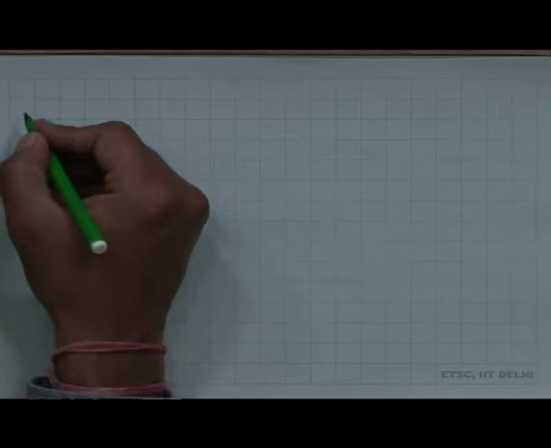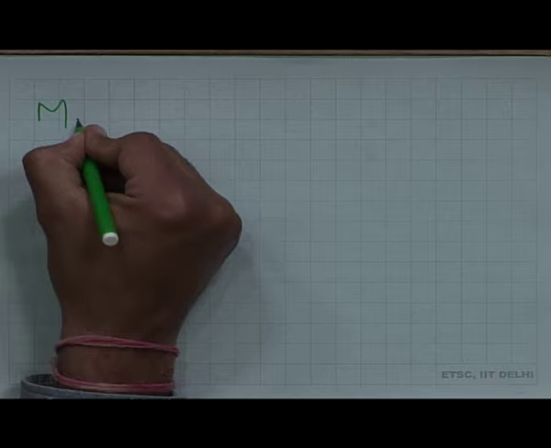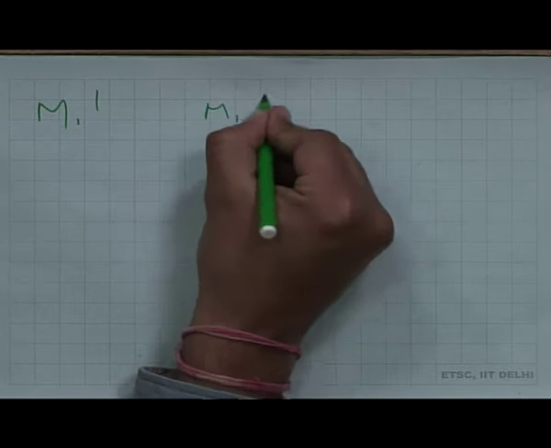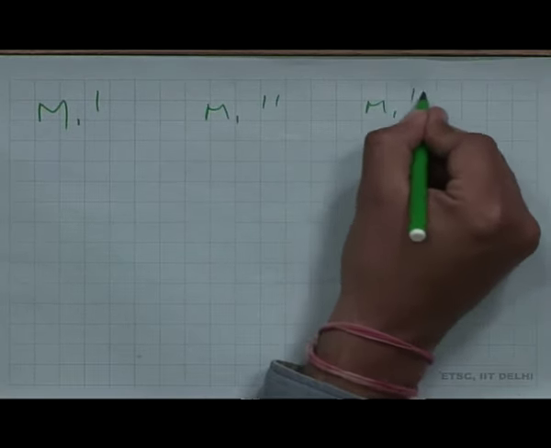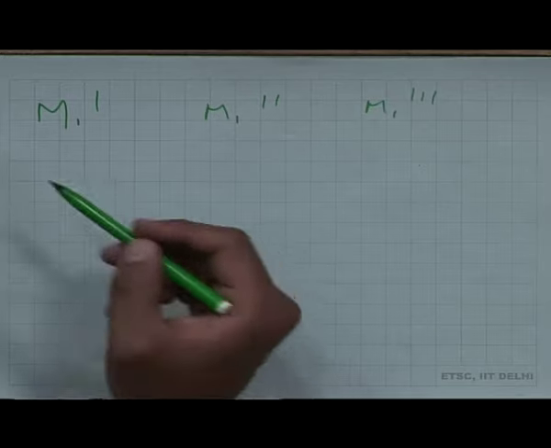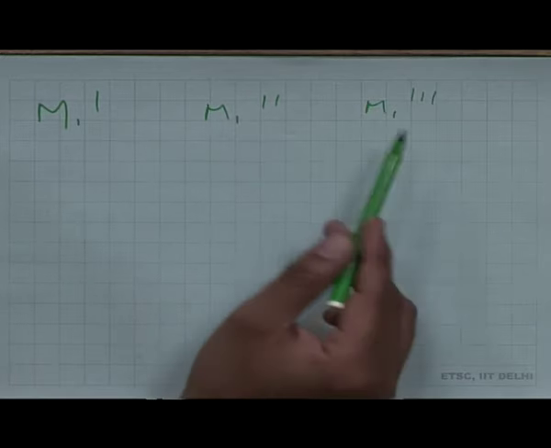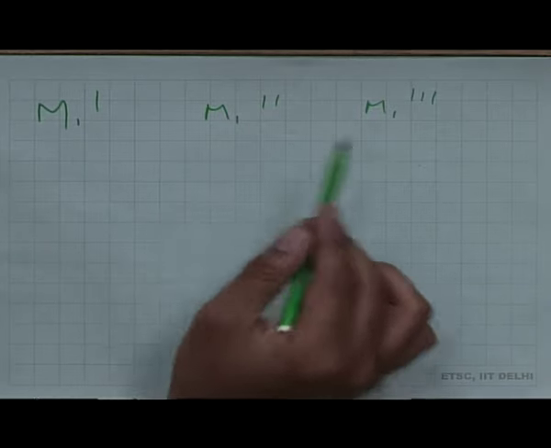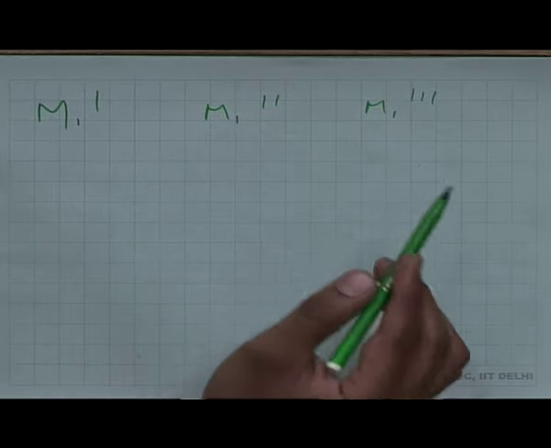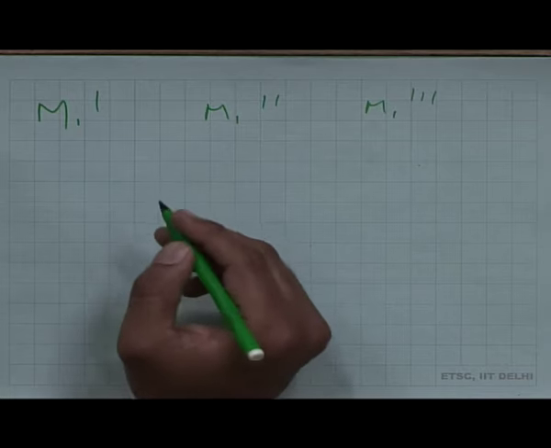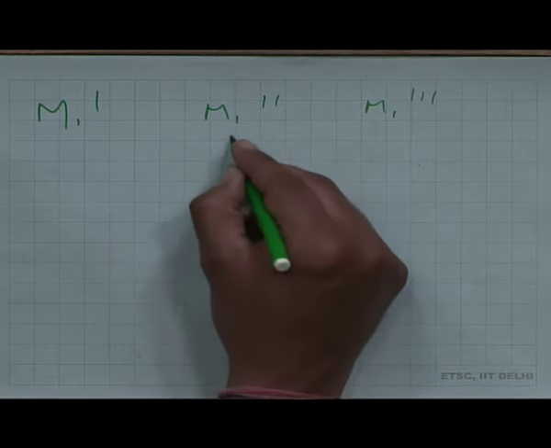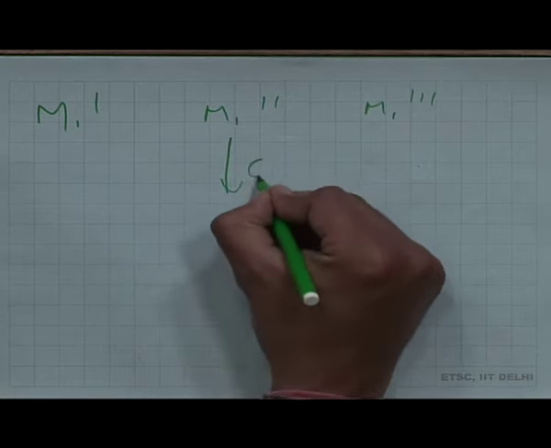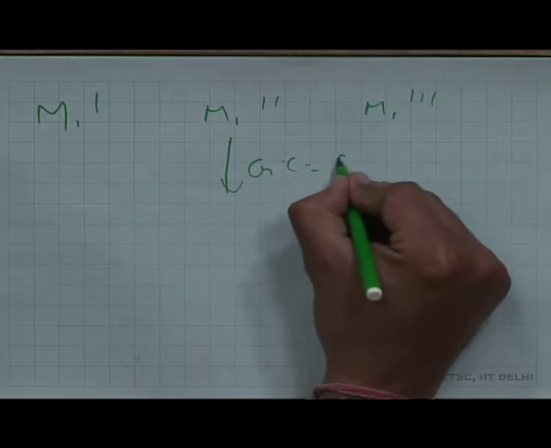So we have M1 dash, M1 double dash, M1 triple dash, and please note this is just to make them different. It can be M1, M2, M3, M12, 21, 32, whatever you want. Now we put them in GC, that's growth conditions.